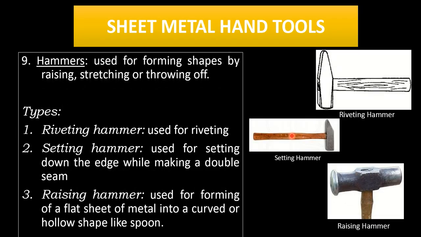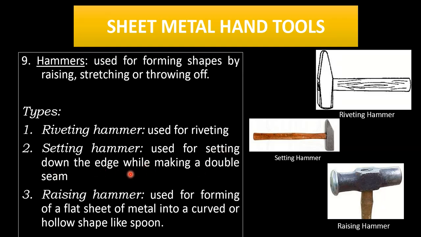Then there come the hammers, and we have the riveting hammer, setting hammer, and raising hammer for different purposes. The raising hammer is basically used for forming a flat sheet metal into a curved or hollow shape like a spoon. Okay, so that is the purpose of the raising hammer. Then we have the setting hammer. It is used for setting down the edge while making a double seam.